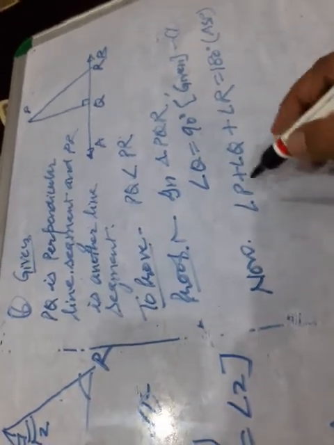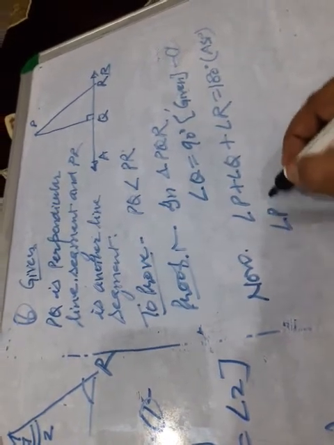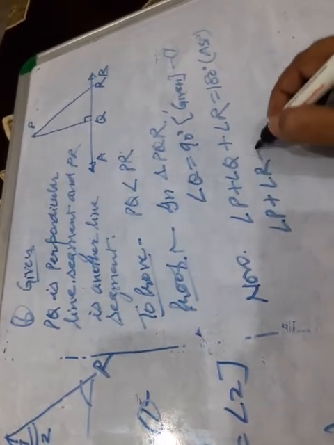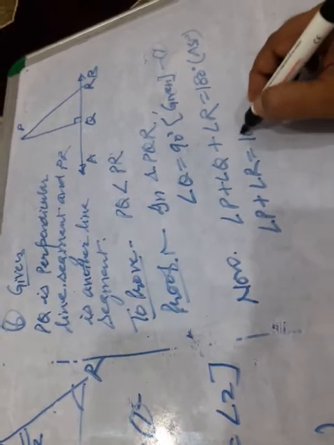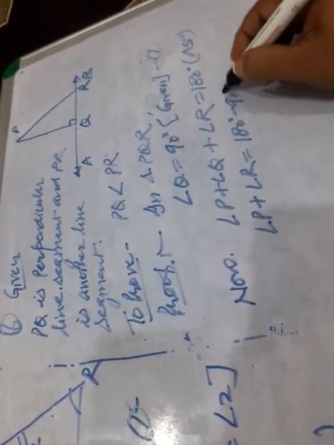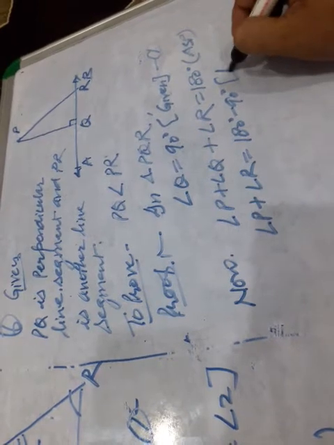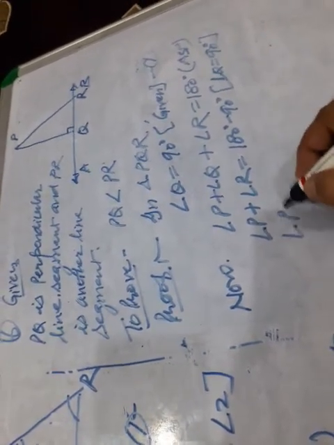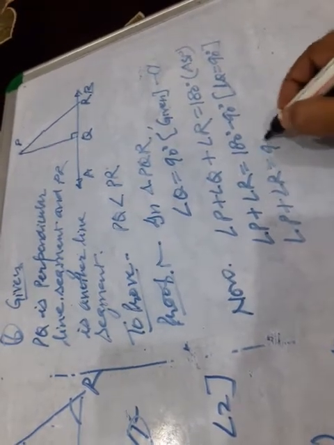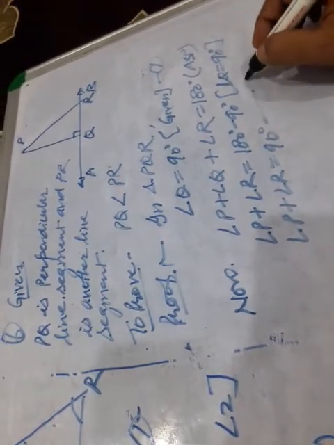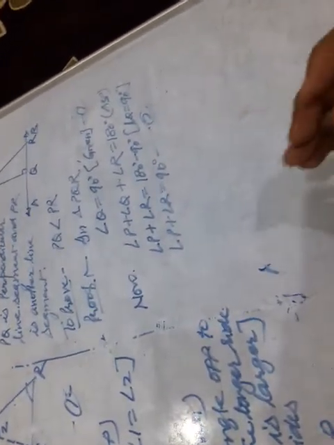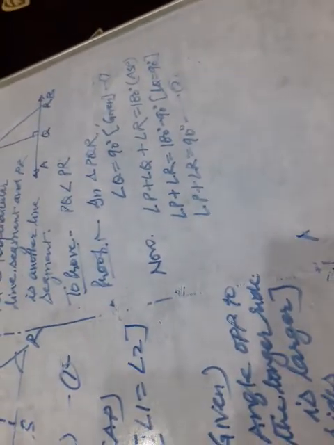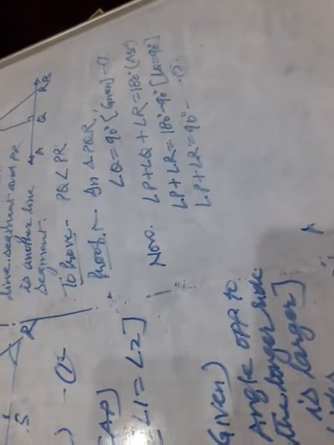Okay, children? Now here, angle Q equals what? 90 degrees, that is given. Here you write down angle Q equals 90 degrees, so we put the value. So angle P plus angle R equals 90 degrees. Clear? That is another equation. Equation number 1 and equation number 2 we have found out. Now compare both the equations, 1 and 2.